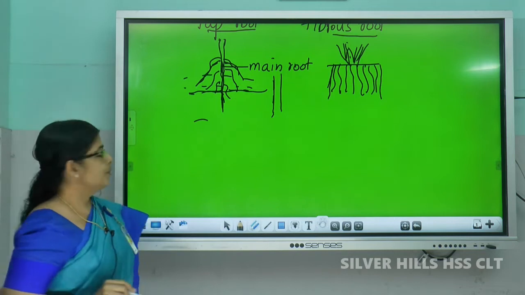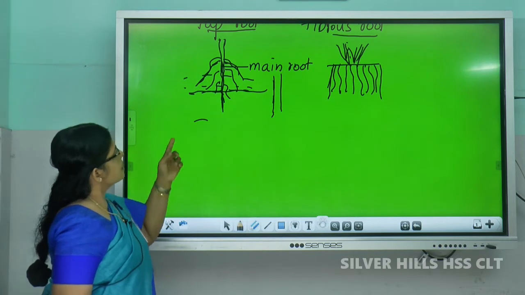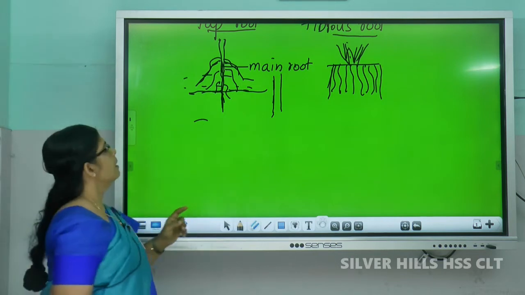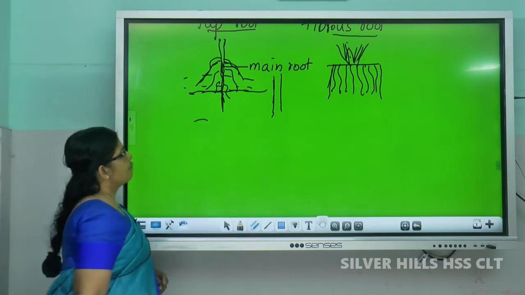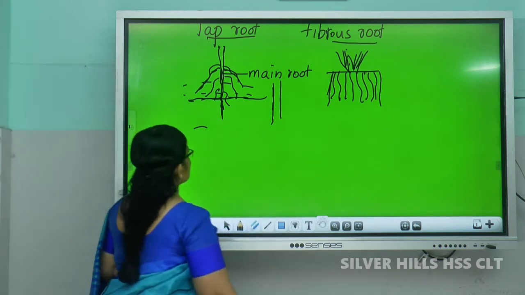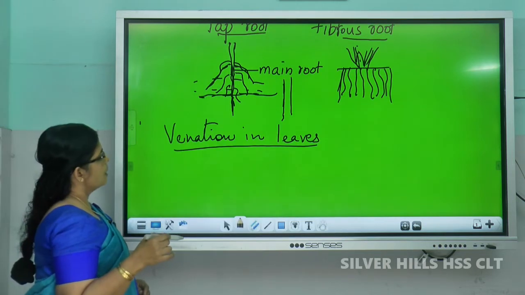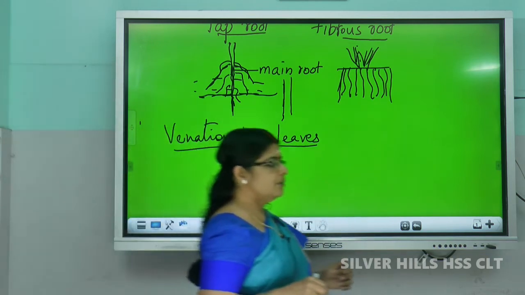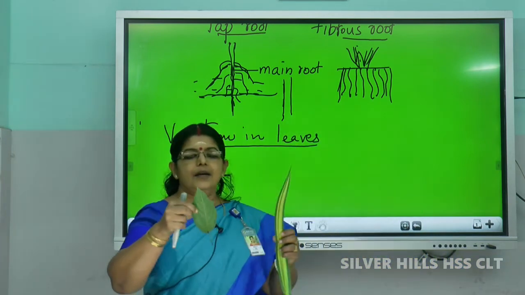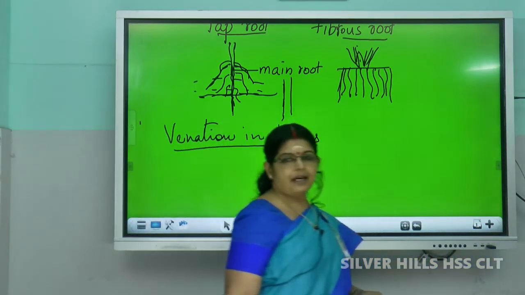Next we can know the different functions of this taproot. What is the function of taproot? Taproot goes deep down into the soil, so they can fix the plant firmly in the soil. Then next we can study about venation in leaves. What is venation? Have you seen different types of leaves? Thin leaves, then leaves which are oval in shape. So differently shaped leaves you can see.